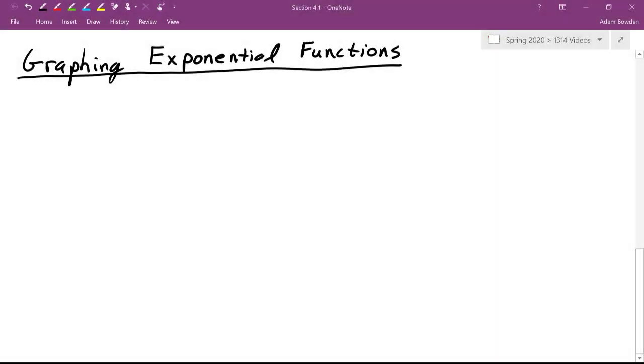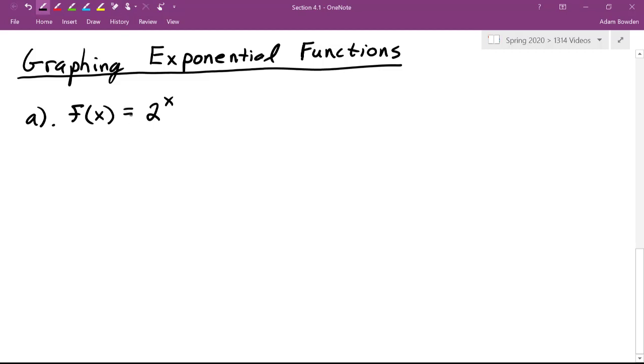Okay, now what's going to be important to do is figure out what the graph of an exponential function looks like. Since this is a different type of function than we've discussed before, it's going to have its own set of properties and characteristics when we start looking at its graph. So let's take a look at a function like f of x is equal to 2 to the x power.